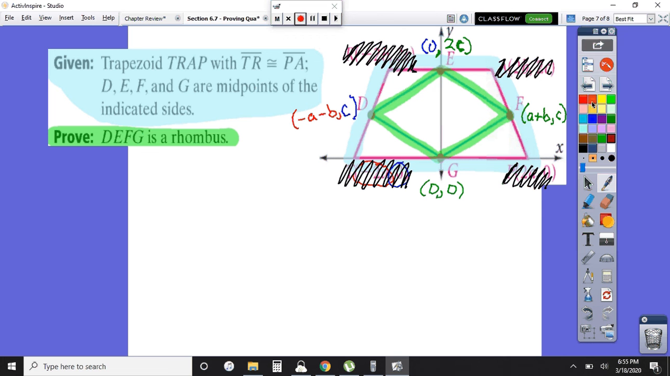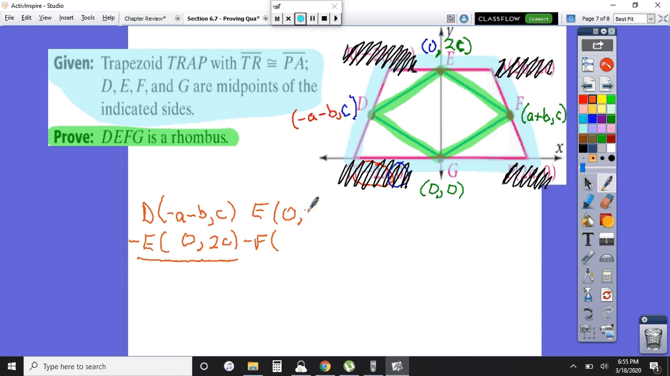So here's what I'm going to set up first here. All right, D was at negative a minus b, comma c, and then we're going to subtract away E. So this is like towards the very beginning of the chapter when we actually had coordinates to work with. We took all of our connecting points and we subtracted them. So E was at (0, 2c), F is at a plus b, comma c, and then we're going to take F and subtract away G, and that's going to be super easy because it's just (0, 0). And F was a plus b, comma c.